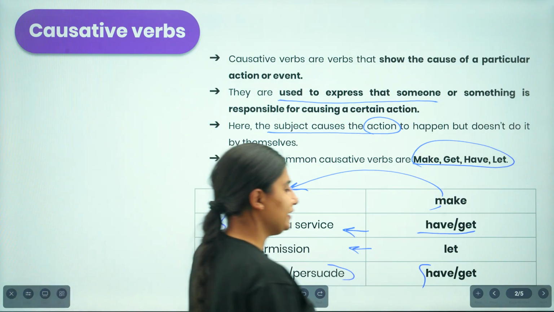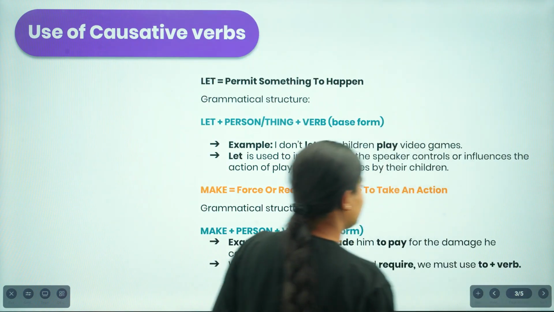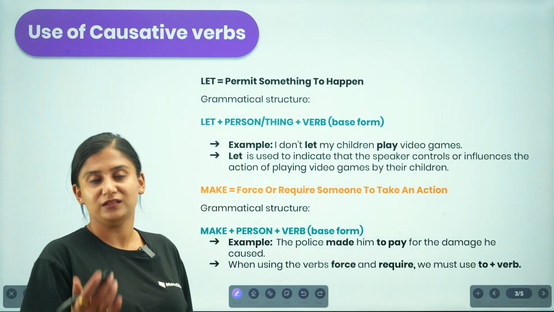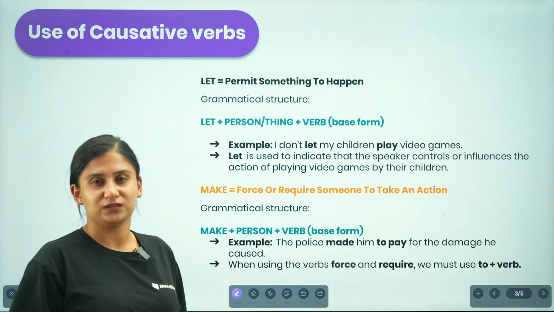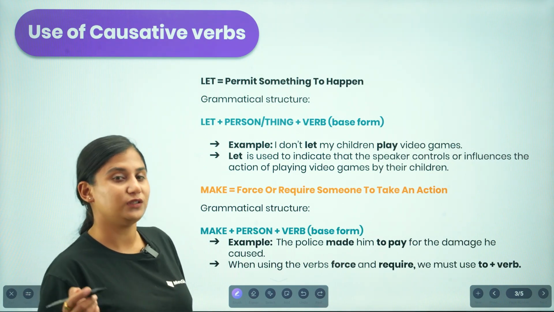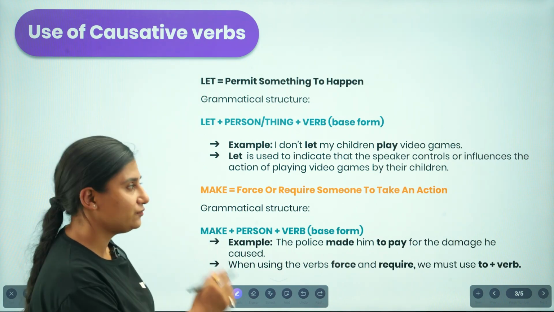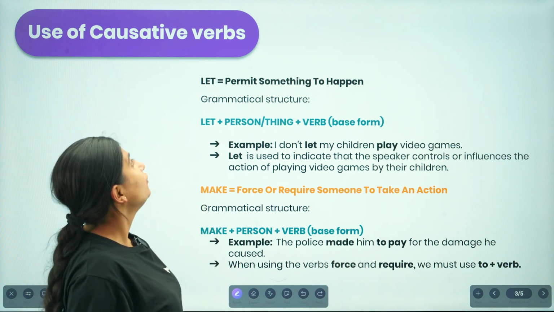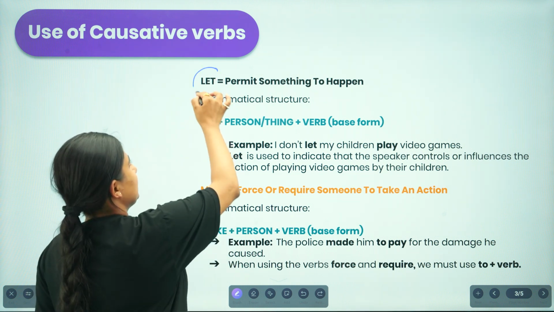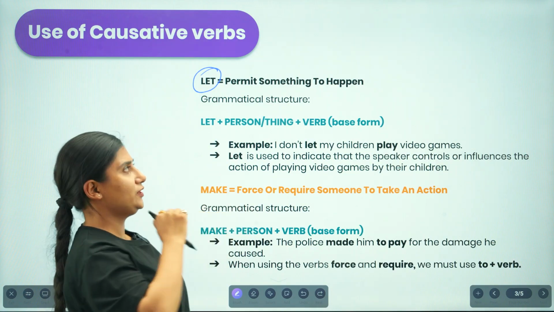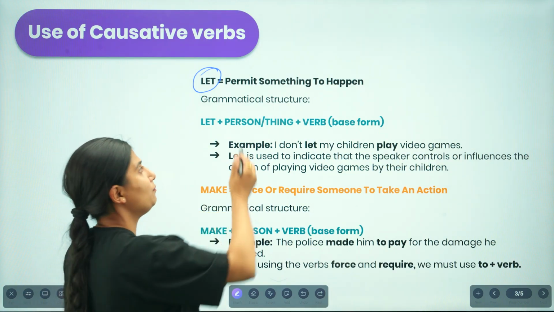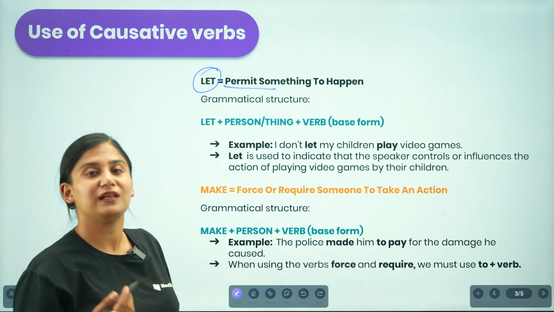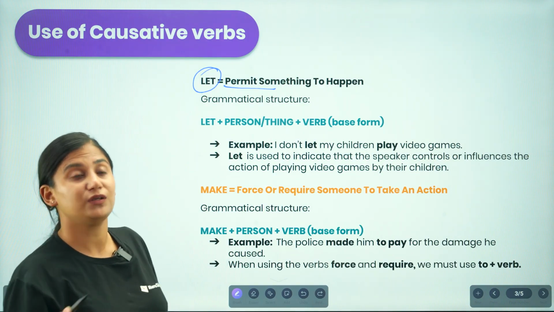So now let us find out what exactly are the uses of these causative verbs and what the grammatical structures are. By understanding the use of the causative verb, you also have to be familiar with the grammatical structure that we are supposed to use when using those causative verbs. First of all, let us talk about let. As I already mentioned before, we use let when we talk about permission. When we provide permission or when we let something happen, we use let.